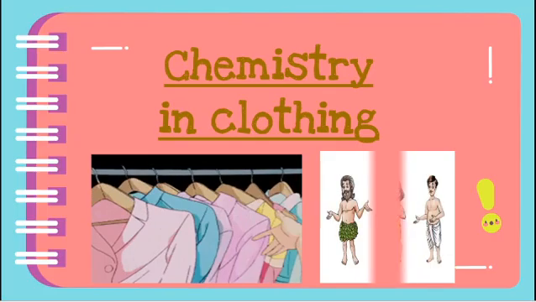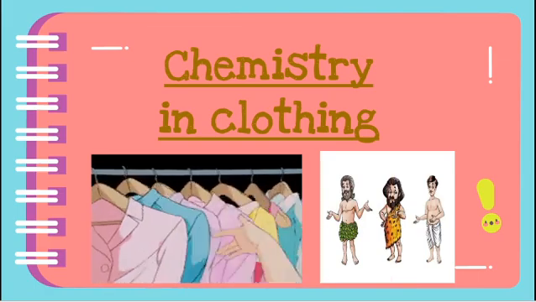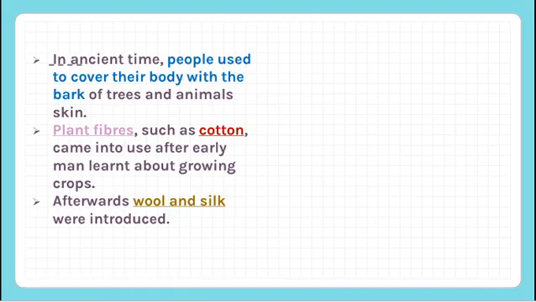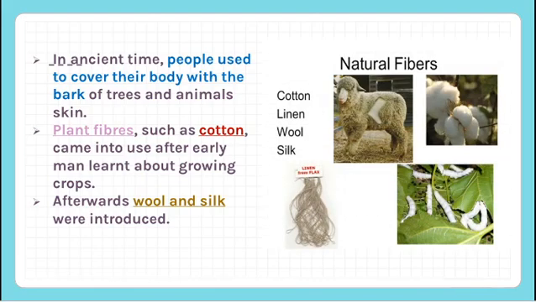And the next one is chemistry in clothing. In ancient times, man wore only leaves and the bark of trees. But nowadays, we are wearing a lot of clothes made of different fibers. In ancient times, they covered their body using the things which they got. After that, we grew cotton crops. That is, we plant the plant, and then we get the fiber from that plant and we develop the cloths.